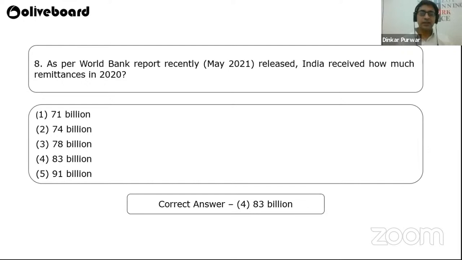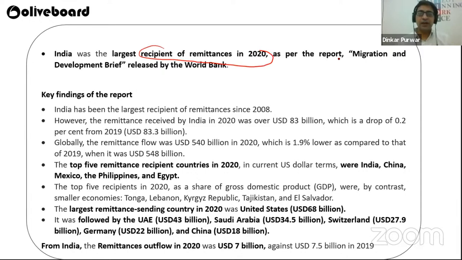The answer is $83 billion. India received a remittance of $83 billion in 2020. India is the largest recipient of remittances in 2020 as per the report. What is the name of the report? The Migration and Development Brief, released by the World Bank. The important key finding related to this report is that India has been the largest recipient since 2008.